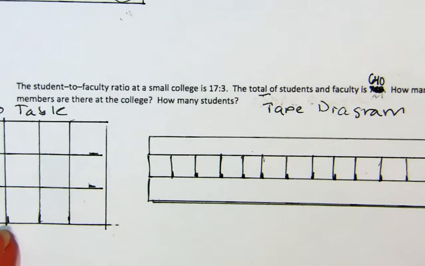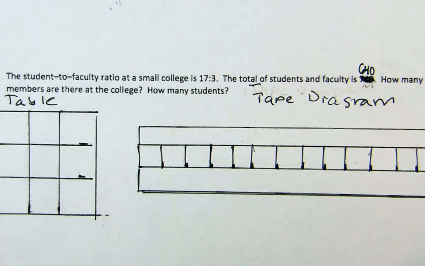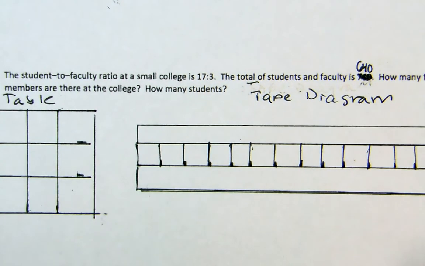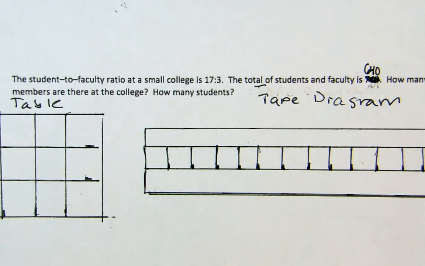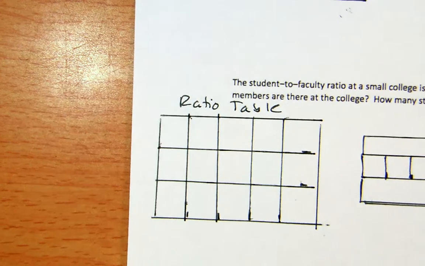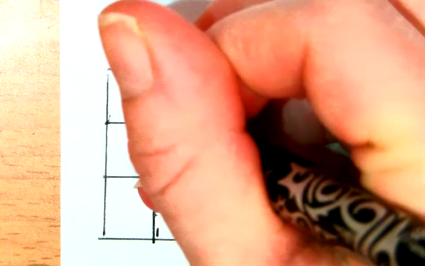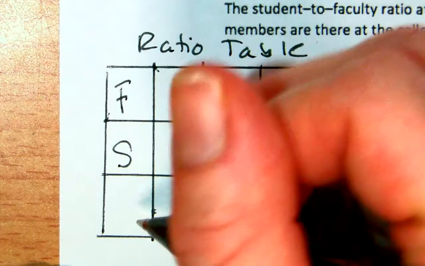So, in this problem, the student-to-faculty ratio at a small college is 17 to 3. The total of students and faculty is 640 total. How many faculty members are there at the college and how many students? Okay. So again, we're dealing with faculty, students, and total. So I'm going to make a ratio table that has 3 rows. And in those 3 rows, I'm going to put, okay, faculty, F, students, and total.